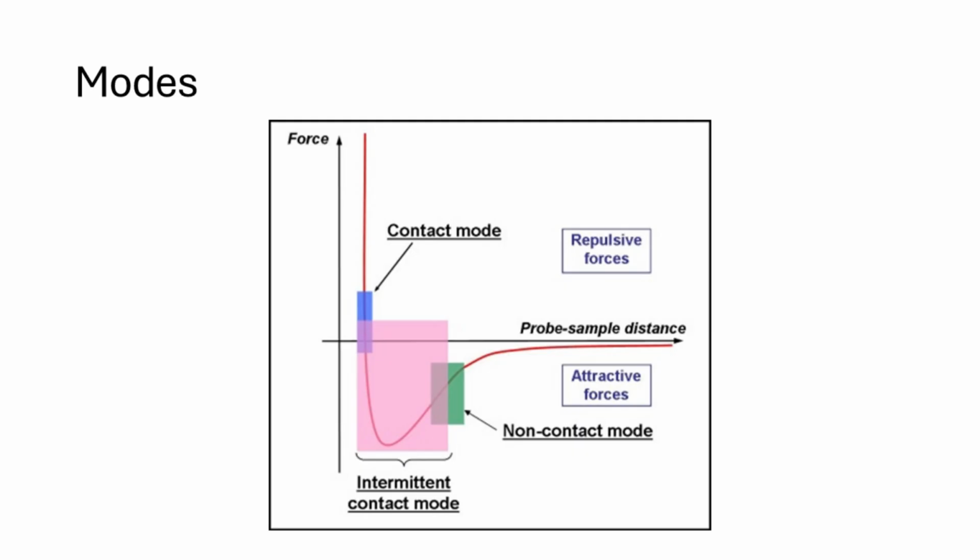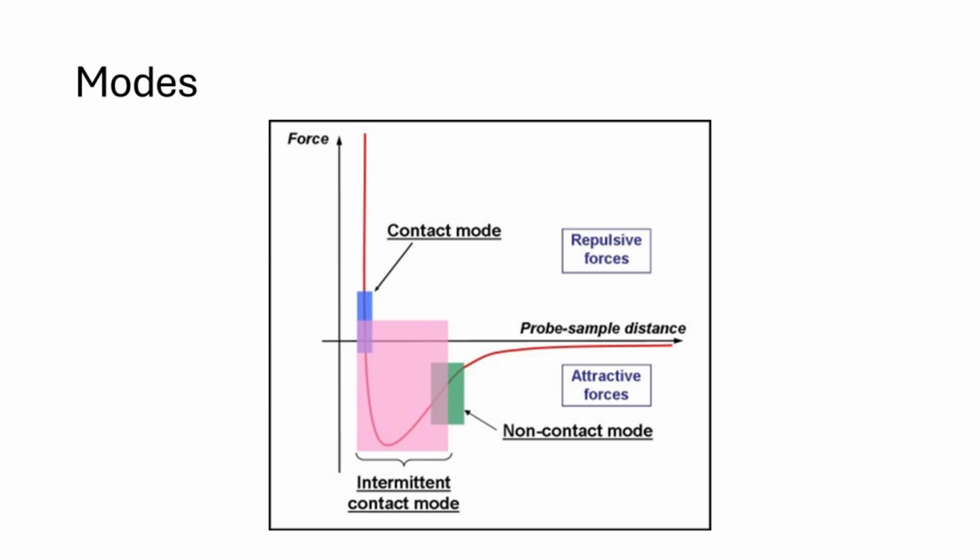This diagram shows the different modes using different forces in the van der Waals force curve. For the non-contact mode, it uses the attractive force, and for the contact mode, it uses the repulsive force.